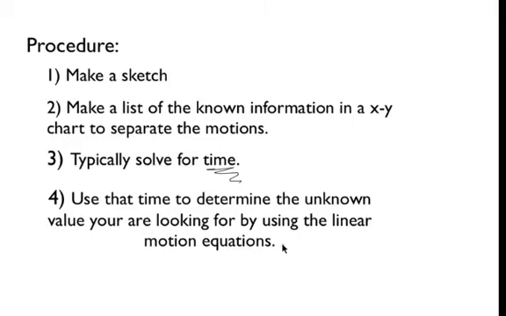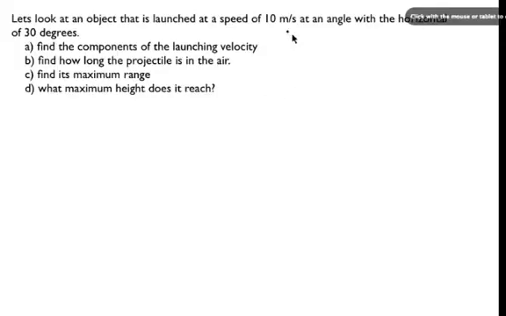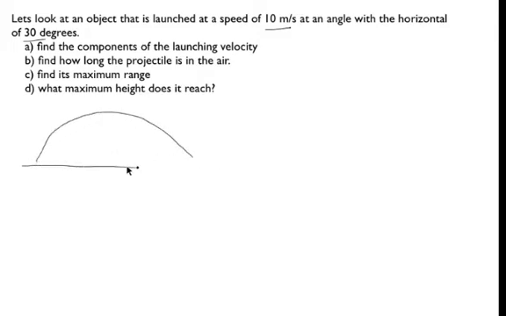So let's walk through an example. Let's take a look at an example that's launched at 10 meters per second at an angle with the horizontal of 30 degrees. So all we are really given is that we have this object that makes a shape like that. It's a parabola. This angle is 30 degrees, and this initial velocity is 10 meters per second. We want to find the components of the velocity. So A, what are the components of that velocity? It's 10 meters per second at 30 degrees. So we want to know the vy and the vx.